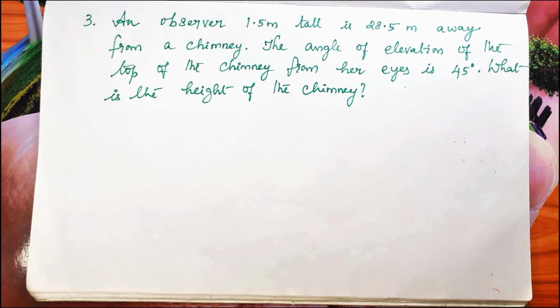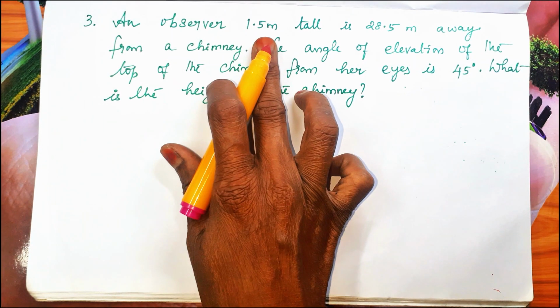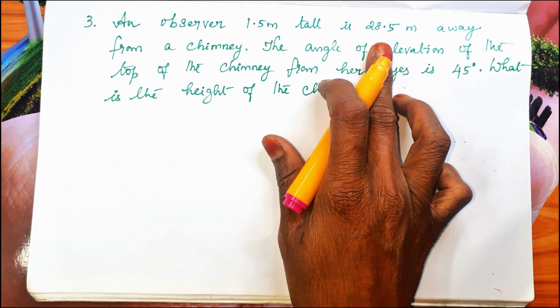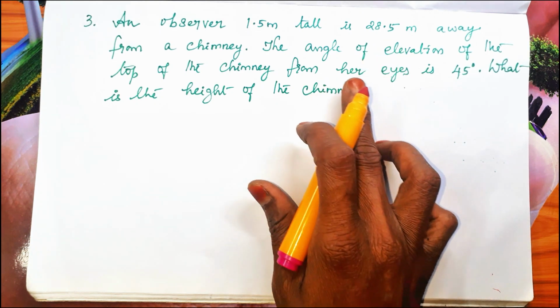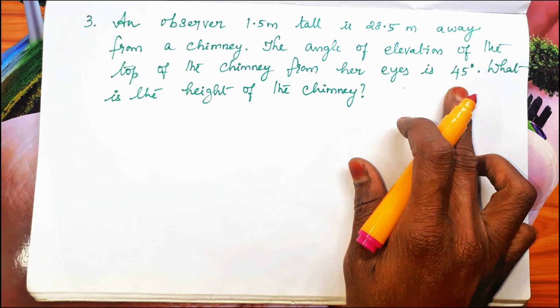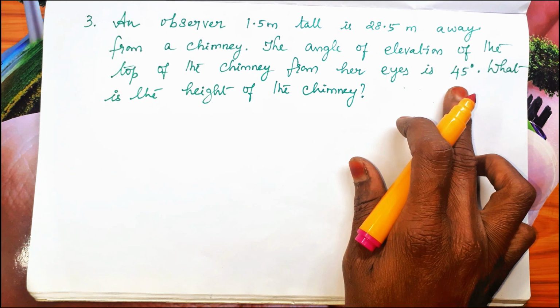An observer 1.5 meter tall is 28.5 meter away from a chimney. The angle of elevation of the top of the chimney from her eyes is 45 degrees. What is the height of the chimney? Already the observer is having a height 1.5 meter and he is standing 28.5 meter away from the chimney, and the angle of elevation is given as 45 degrees. We are going to find the height of the chimney.